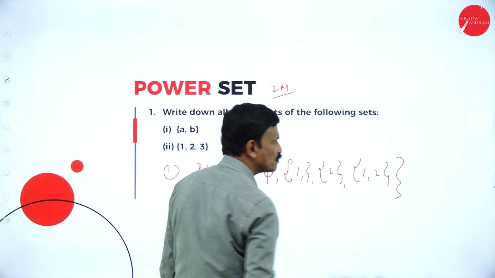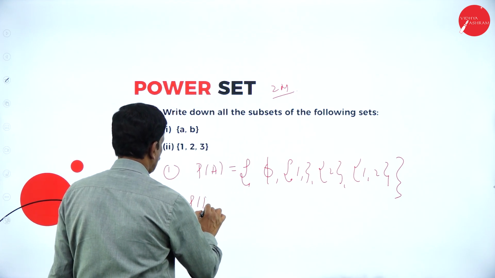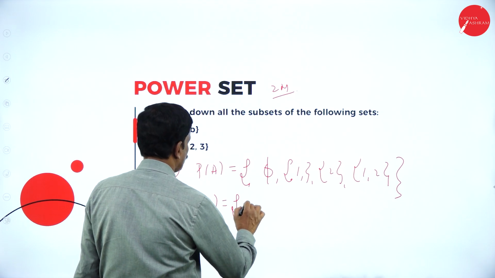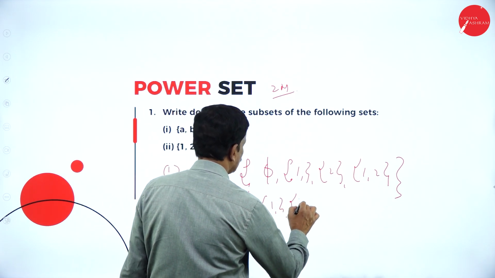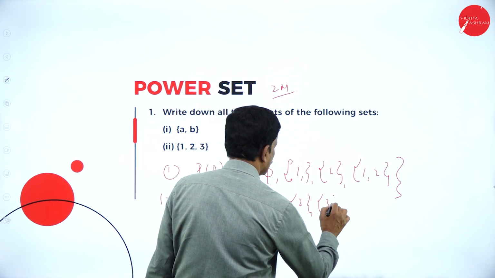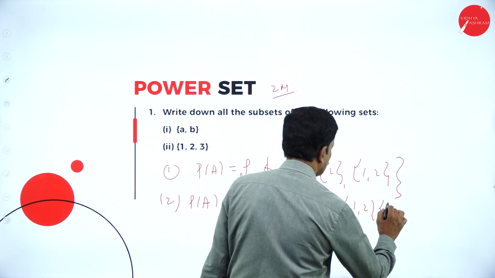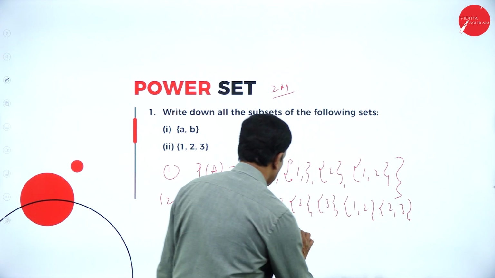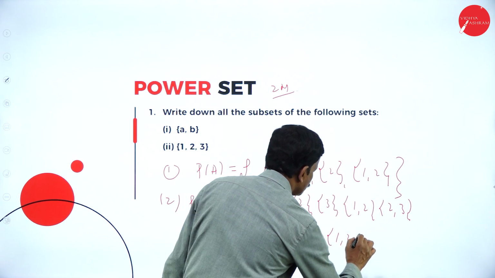These are the subsets. Similarly, for the second one, all the subsets, that is the power set: first the null set, then {1}, then {2}, then {3}, then {1, 2}, then {2, 3}, then {1, 3} and {1, 2, 3}.